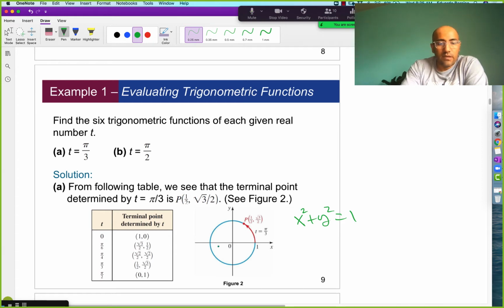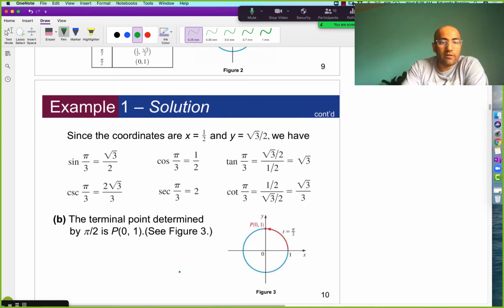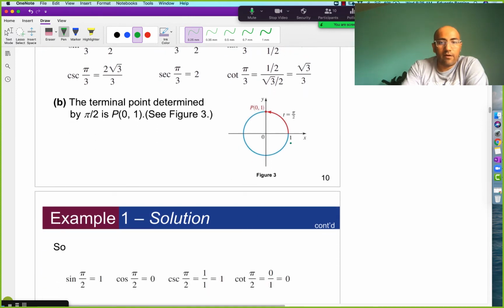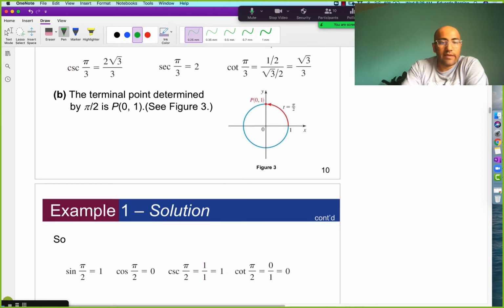Pi over 2. And so therefore we have this as the ordered pair there, 0, 1. That one was an easy one to get. And from there we can say that cosine of pi over 2 is 0, sine of pi over 2 is 1, and then all the other ones are found in similar respect. So we have pi over 2 goes to 0, 1. And then we can get all the other ones this way, and we have to be careful not to accidentally divide by 0.